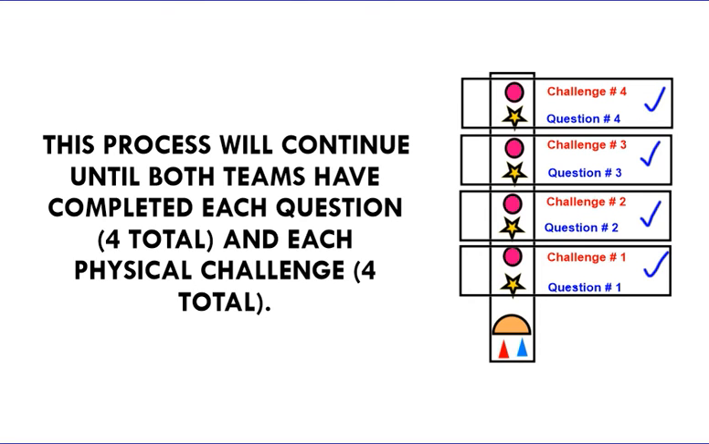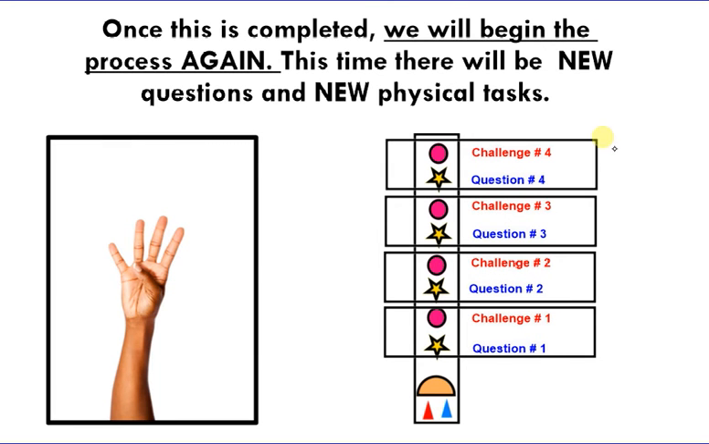But that is not it. You are actually going to go through your row a total of 4 different times. Each time you're going to get a different question from your folder, and each time you're going to have a different physical task. What this means is you're going to have a total of 16 questions and 16 physical tasks that you and your teammates must complete.